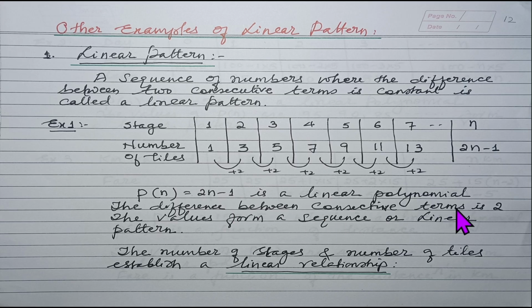The difference between consecutive terms here: 3 minus 1 is 2, 5 minus 3 is 2, 7 minus 5 is 2, 9 minus 7 is 2, and so on. A constant difference of 2 is there, and therefore the number of tiles form a linear pattern. Also there is a linear relationship between the stages and the number of tiles. Please remember that. That is what you have to understand and remember.